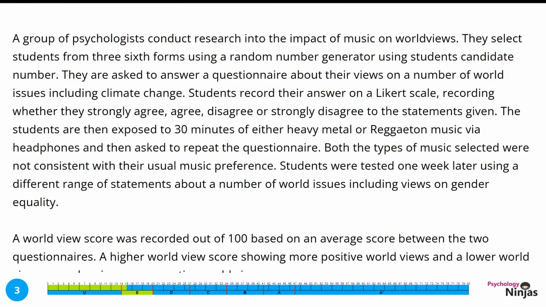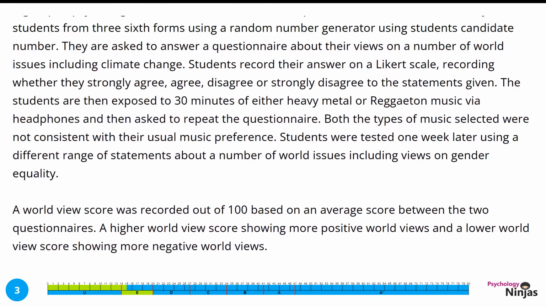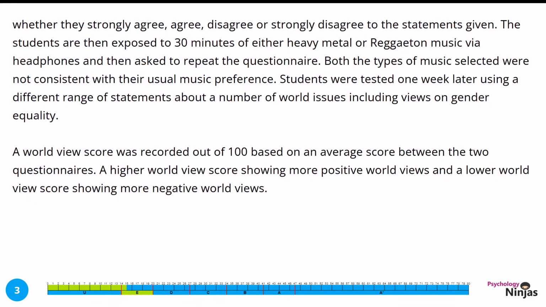The students are then exposed to 30 minutes of either heavy metal or reggaeton music via headphones and then asked to repeat the questionnaire. Both the types of music selected were not consistent with their usual music preferences. Students were tested 1 week later using a different range of statements about a number of world issues, including views on gender equality. A worldview score was recorded out of 100 based on an average score between the 2 questionnaires. A higher worldview score showing more positive worldviews and a lower worldview score showing more negative worldviews.